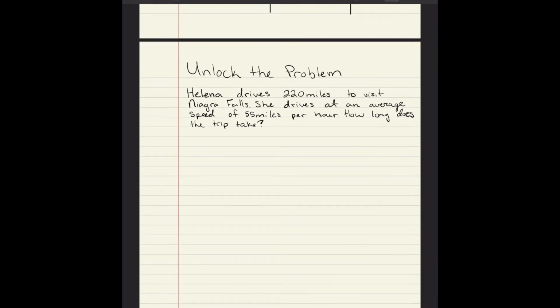All right, let's look at unlock the problem. Helena drives 220 miles to visit Niagara Falls. She drives at an average speed of 55 miles per hour. How long does the trip take? I'm going to start by underlining the important information. She drives 220 miles to visit Niagara Falls. She drives at an average speed of 55 miles per hour. So how long does the trip take? They're asking us how long does the trip take? So if they're asking how long it takes, we're finding time.